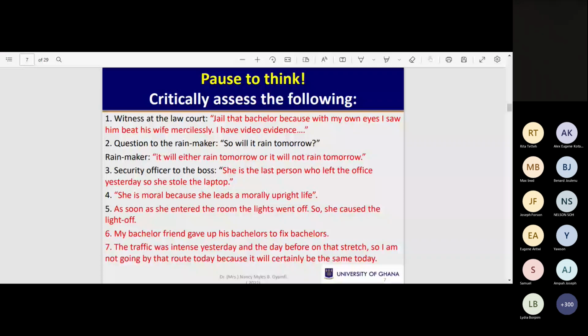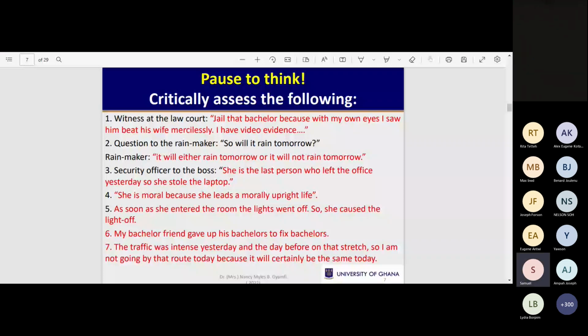Then I tell you, jail that bachelor because with my own eyes, I saw him beat his wife mercilessly. Listen to what the person said. I even have video evidence. She's talking and talking. Now the question I'm asking the class, and Samuel will help us. Was it Samuel? No, it was Ahmed. Yes. Samuel, go ahead, please.